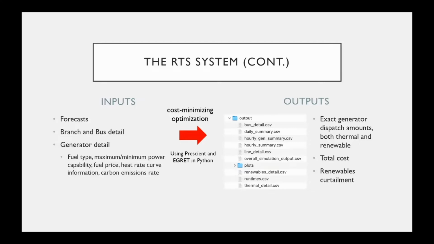Some that I want to mention that are important to my thesis are the exact generator dispatch amounts for the thermal and the renewable generators, the total cost throughout the optimization, and renewables curtailment, which is a topic I will touch on later in my presentation.